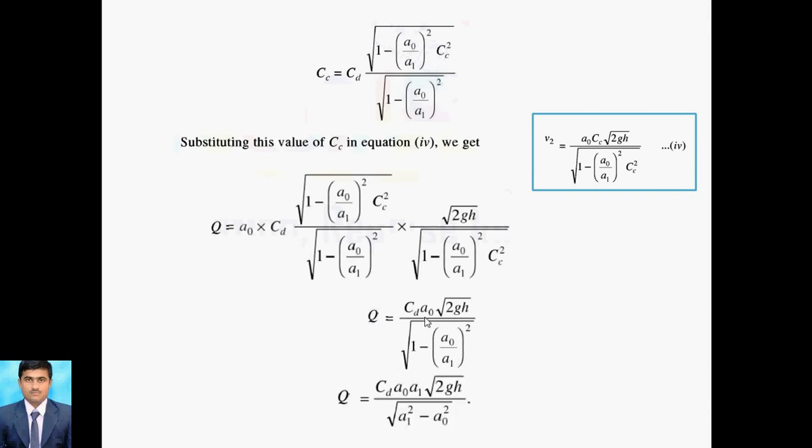So after solution, because of A1 square and A0 square, the final equation is Q equals Cd A0 A1 root 2gh divided by the square root of A1 square minus A0 square. Cd is the coefficient of discharge, Q is equal to Q actual, A1 is the area of the throat, and H is the pressure difference. So this is the formulation.